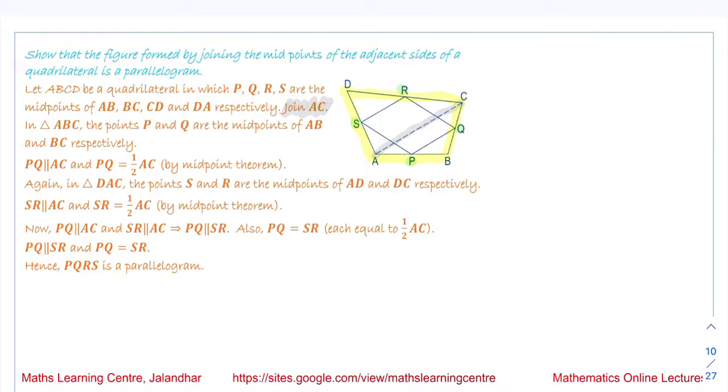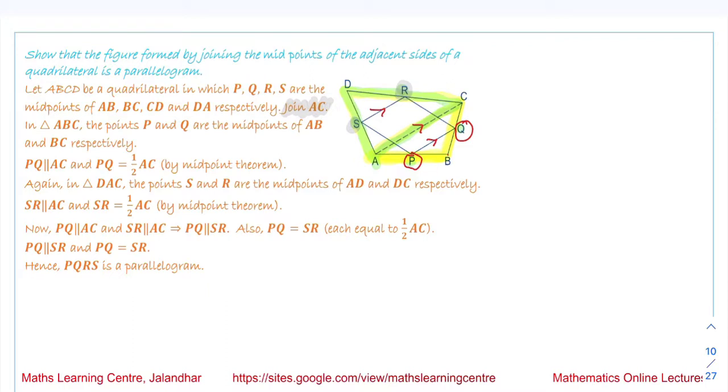Now if we look at the triangle ABC, we are talking about this triangle ABC. We are saying P and Q are the midpoints of AB and BC. So what we get is that PQ is parallel to AC. Similarly, if we look at the triangle ACD, then S and R are the midpoints of the sides AD and CD. So what we get is that SR is parallel to AC.